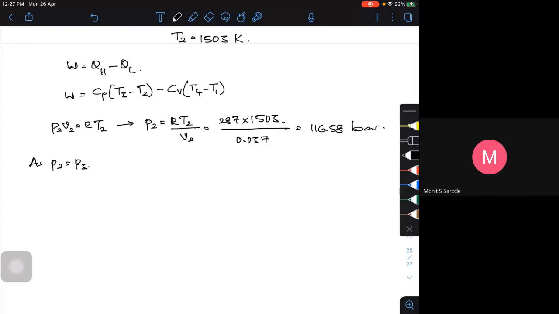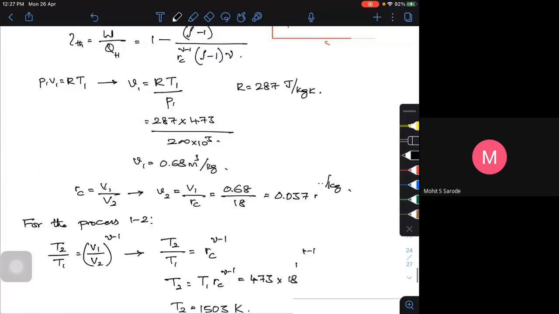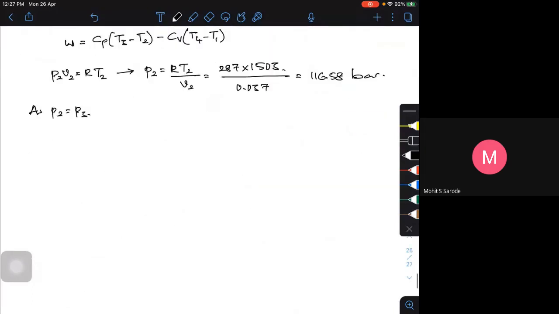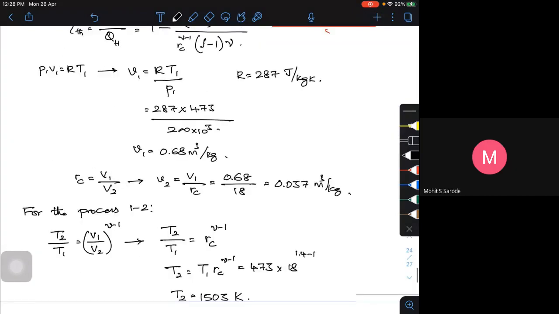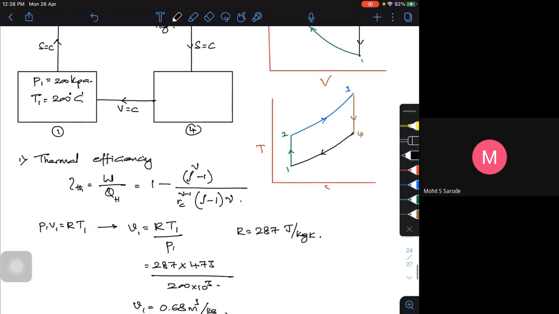So what it is actually, I can put it as P2 is equal to P3, that is V2 by V3 is equal to T2 by T3. But I don't know the value of T3. So I need to find T4 or something. So how can I find T4? I don't know the value of T4. So T4 has to be found and T3 has to be found.